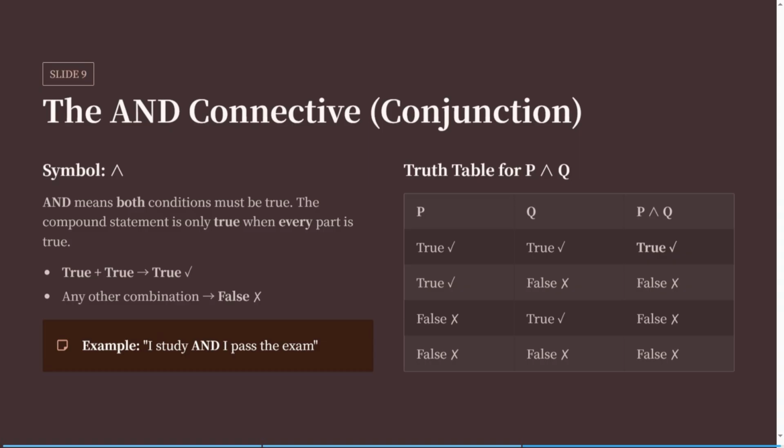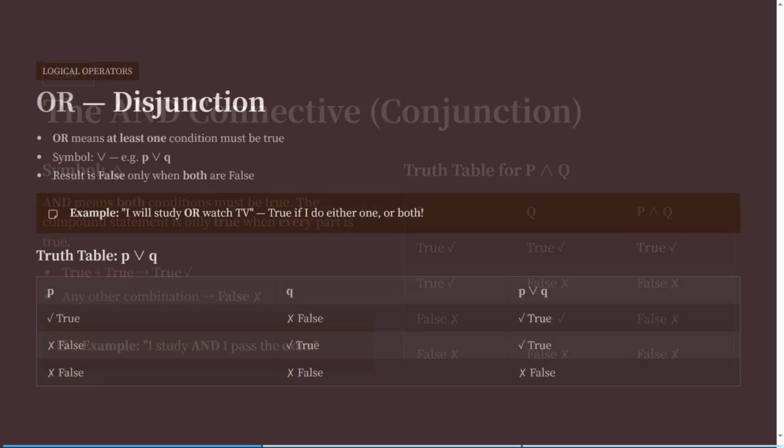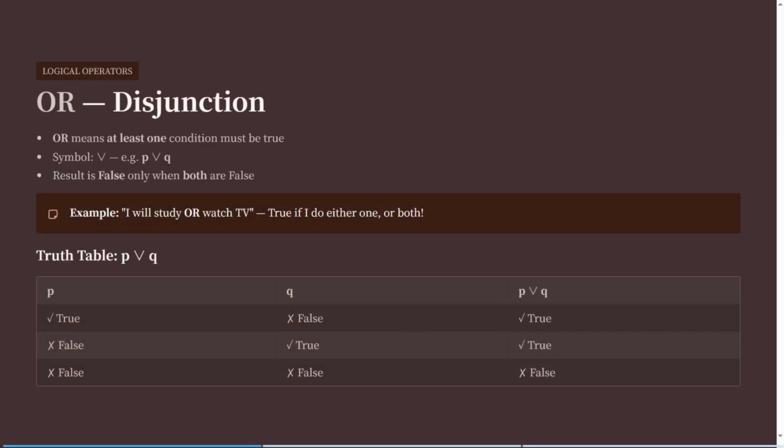Example, I study and I pass the exam. This statement is true only if both happen. Now, or means at least one condition must be true. False only when both are false. Example, I will study or watch TV. If I do either or both, it is true.